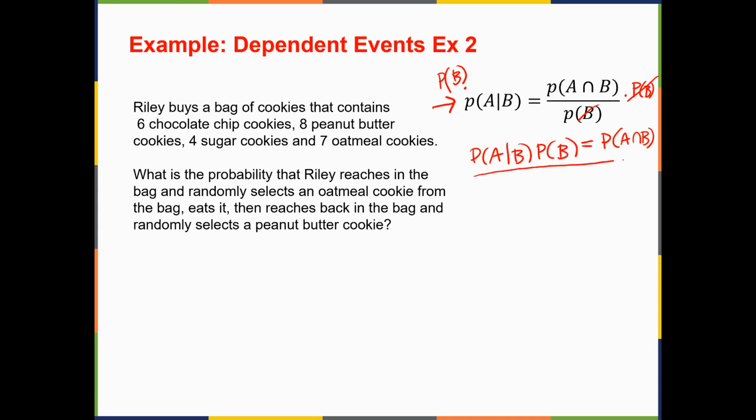This is a very useful formula. Okay, I put a box around this. And of course, the A's and B's are arbitrary, so it could be the probability of B given A times the probability of A. That would work out.